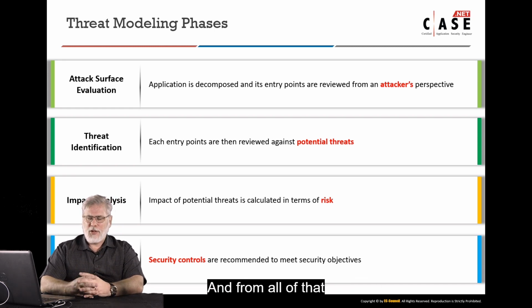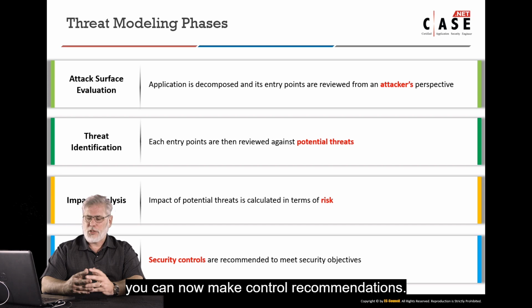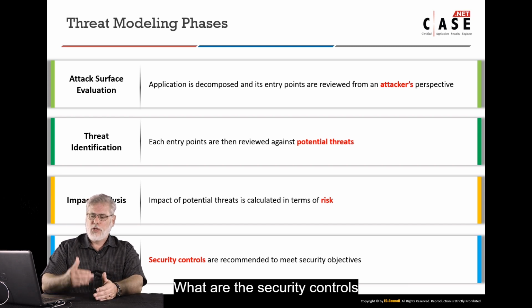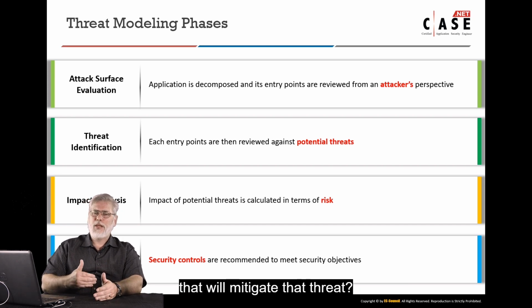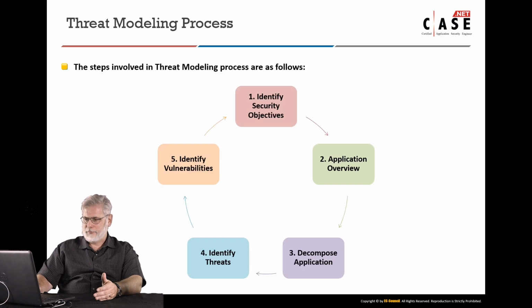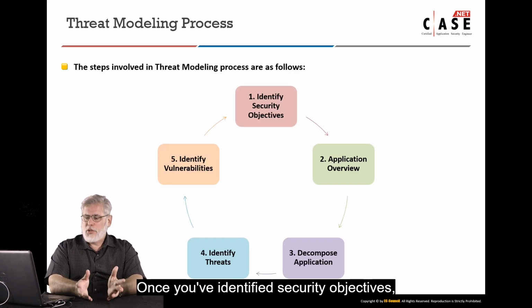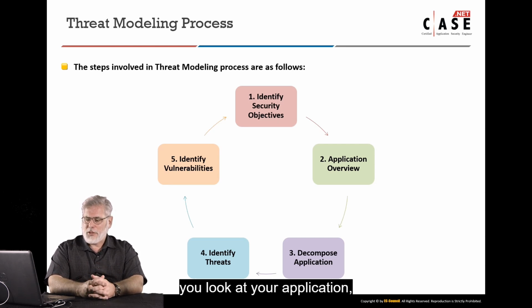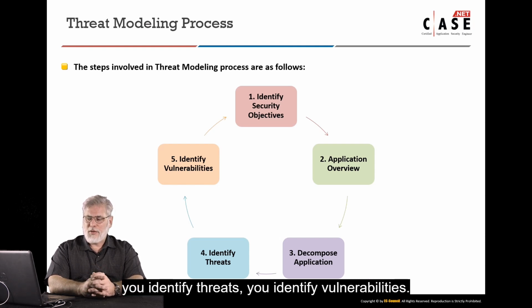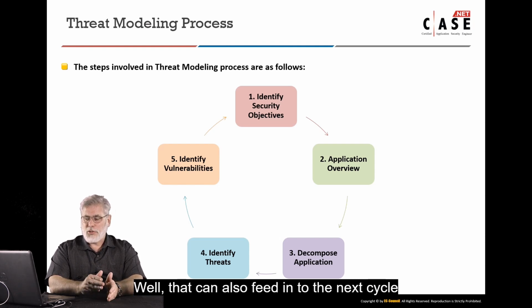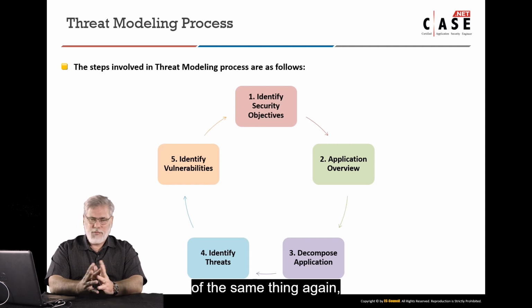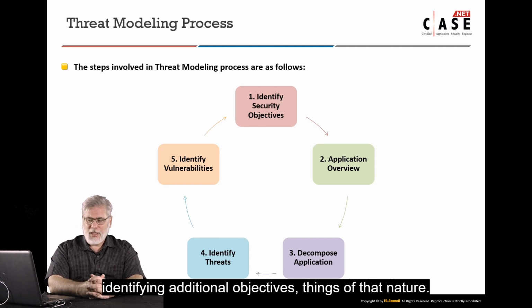And from all of that, you can now make control recommendations. What are the security controls that will mitigate that impact, that will mitigate that threat? And this is a cyclic process. Once you've identified security objectives, you look at your application, you decompose it to entry points, you identify threats, you identify vulnerabilities. Well, that could also feed into the next cycle of the same thing again, identifying additional objectives, things of that nature.